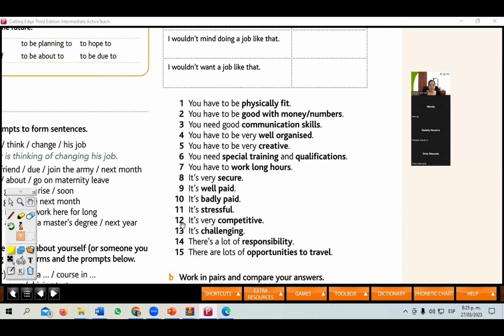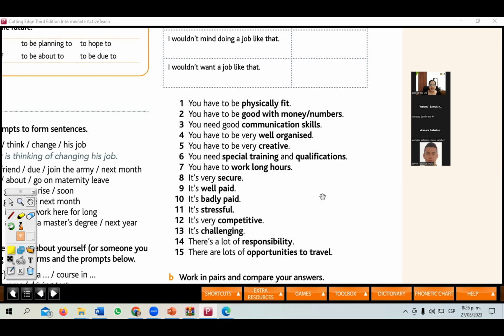Is very competitive. Competitive. Yes, good. Santiago, please read number 13. It's challenging. Yes, it's challenging. Vanessa, number 14. There's a lot of responsibility. And Xiomara, the last, number 15. There are lots of opportunities to travel.